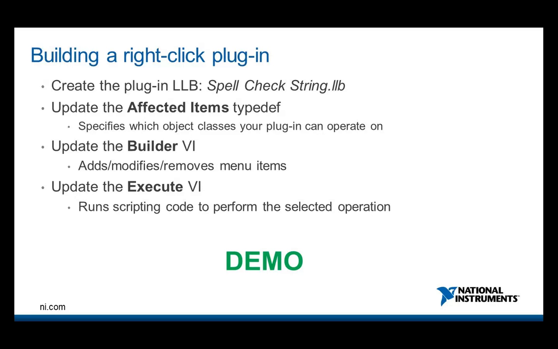The builder VI is the VI that runs when you right-click on a thing, in this case a string, and determines if it needs to add something to the menu and where to put it. And then the execute VI, that's just the scripting code. If you aren't familiar with VI scripting in LabVIEW, it's a way to programmatically mess with a VI: add things to it, delete things from it, reconfigure things on it. That's what scripting is, and that's where all the scripting code is going to go in the execute VI. You can write VIs that write VIs, that's right. But in this case, we're writing a VI that does a spell check.